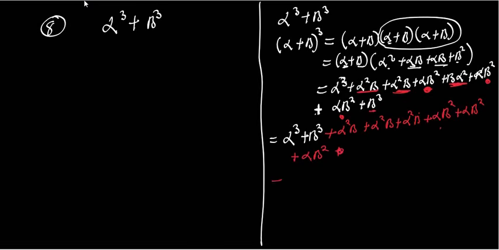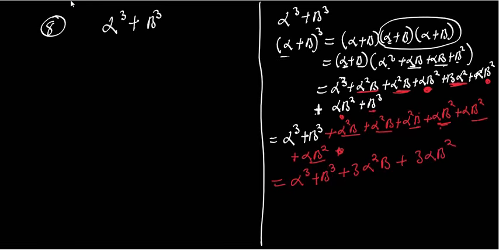So in short, you have alpha cubed plus beta cubed. Let's add this one plus this one plus this one. What's the answer? It's 3 alpha squared beta. So this one plus this one plus this one, you have again plus 3 alpha beta squared, like that. That's the one that you have, right?